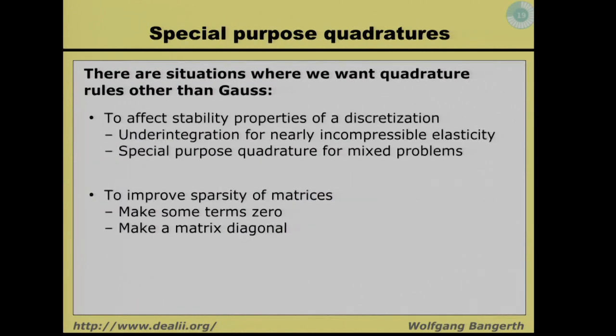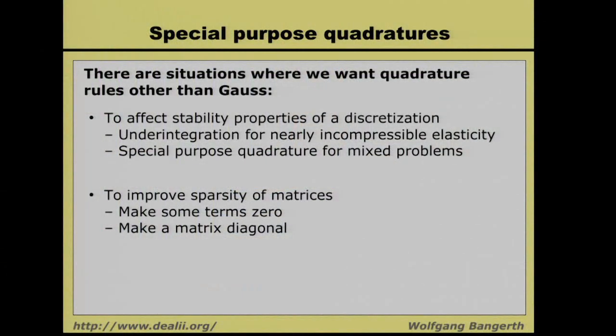Okay, so there's two other cases that I would like to consider, namely what we call special purpose quadratures. So we can sometimes apply other quadrature rules other than Gauss to affect the stability properties of a discretization. So there are cases, for example, where you have nearly incompressible elastic media. In a case like this, what you will find is that you have a similar situation as with Stokes, where the finite element approximation does simply not converge if you don't do the usual thing.